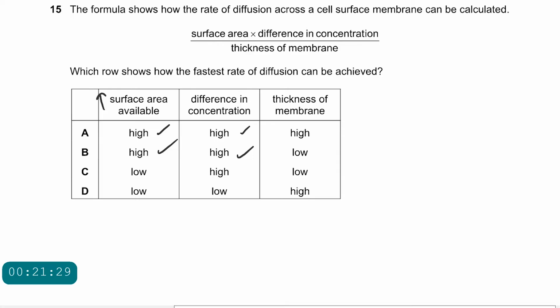The thickness of the membrane. Having a low membrane thickness means the distance that they have to travel is less and the time they take to travel is also less. Therefore, having a low thickness of membrane is going to help us achieve the fastest rate of diffusion. Therefore, the answer is going to be B.